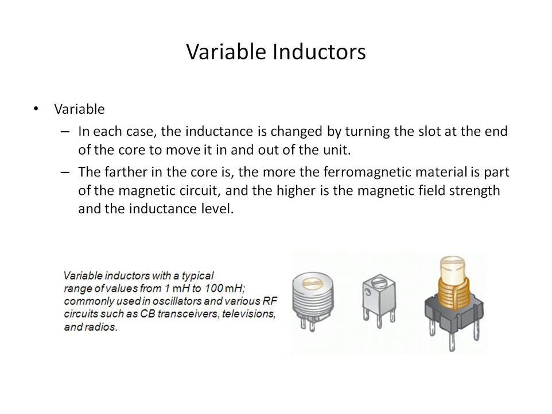Variable inductors are ones whose inductance can be varied, can be changed. Usually it's going to be through some sort of a screw adjusted type of core. And as it states here, in each case the inductance is changed by turning the slot at the end of the core to move it in and out of the unit. So by moving the core in and out of the coil itself, the inductance is varied. The farther in the core, the more ferromagnetic material is part of the magnetic circuit. Therefore, the higher is the magnetic strength, and therefore it stores more energy.